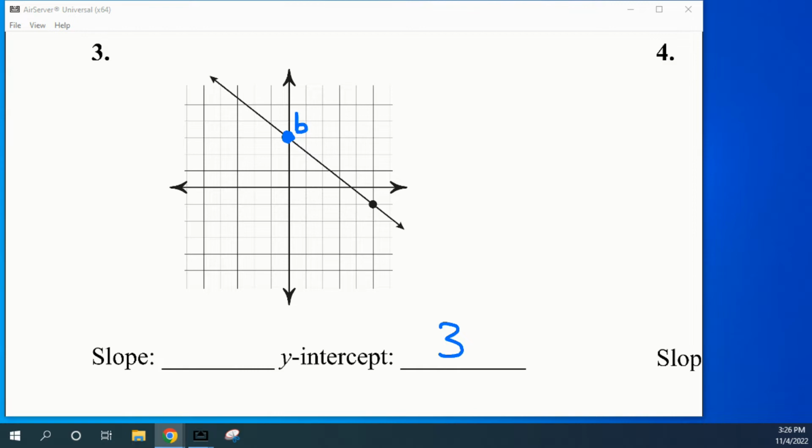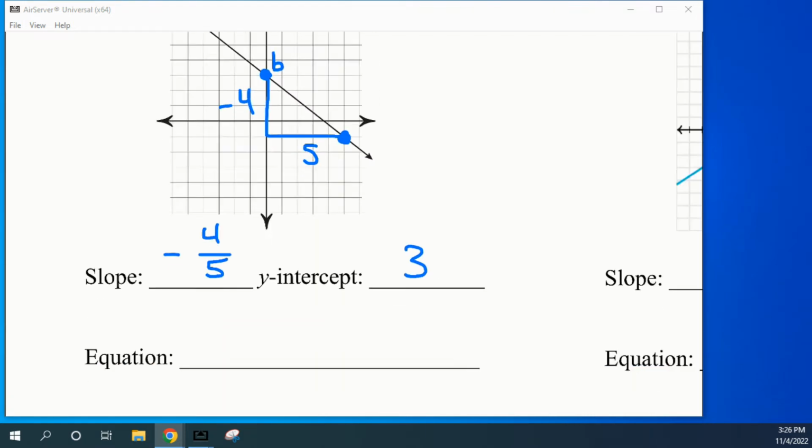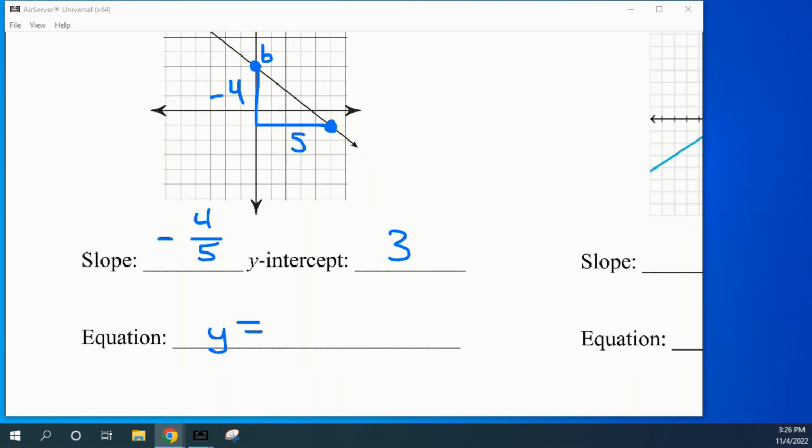We'll use that y-intercept as one of the 2 points. Slope is rise over run, so I'm going to rise down -4, run out 5. So my slope is -4/5. When I put that into the equation, it'll be y equals the slope times x plus the y-intercept.